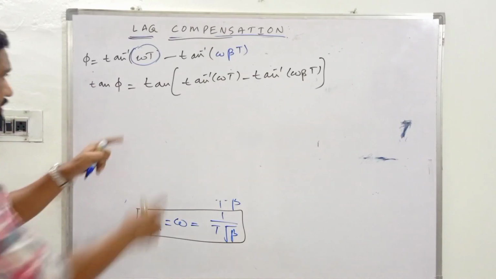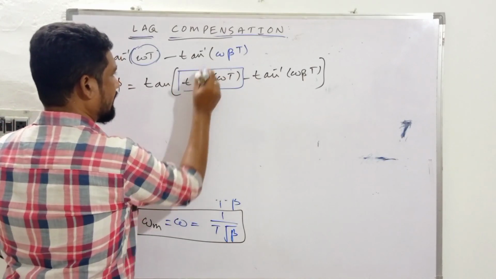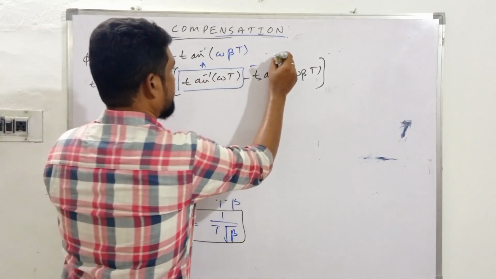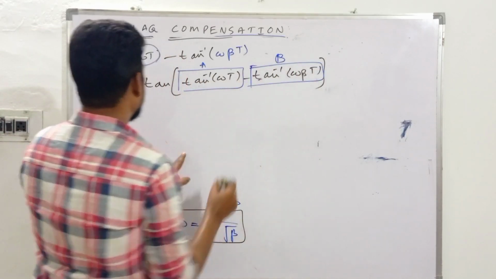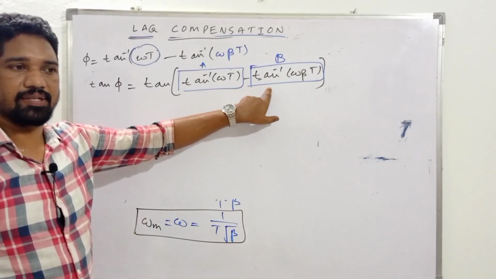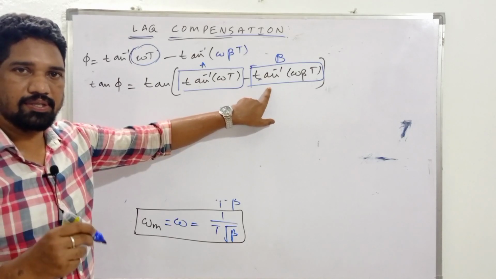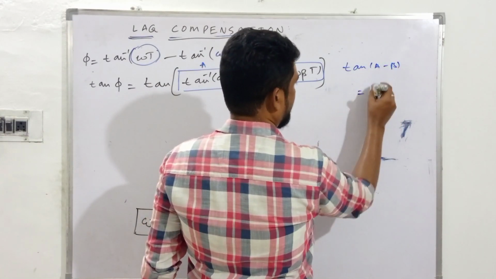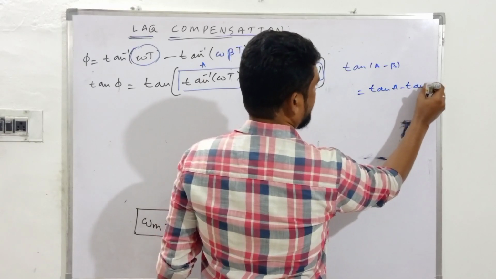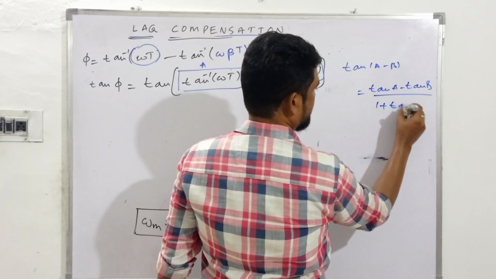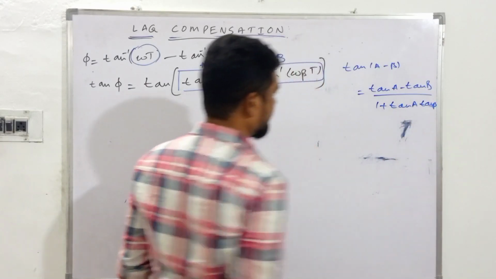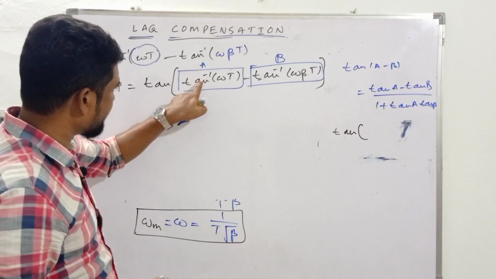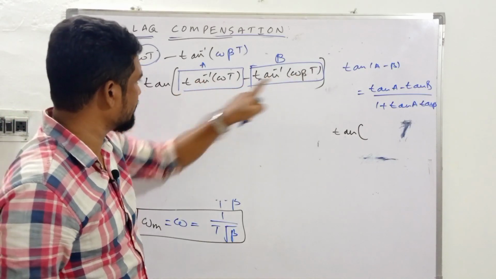That one is tan of a minus b. This entire one is b, and so that will give us tan a minus tan b. What is that? Tan a minus tan b by 1 plus tan a tan b. Let me write it over here. Tan of a minus b is tan a minus tan b by 1 plus tan a tan b. A small simplification here itself. What is a? This entire tan inverse omega t is a, and tan inverse omega beta t is b.